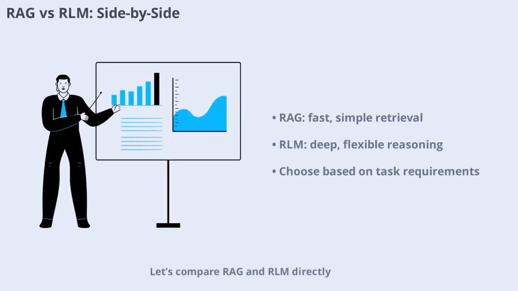Let's compare RAG and RLM directly. RAG is great for quick lookups and semantic search, feeding the model the most relevant chunks. RLM, on the other hand, empowers the model to actively explore, compute, and reason across the entire dataset. Each has its strengths, and the best choice depends on your specific needs: speed and simplicity versus depth and flexibility.